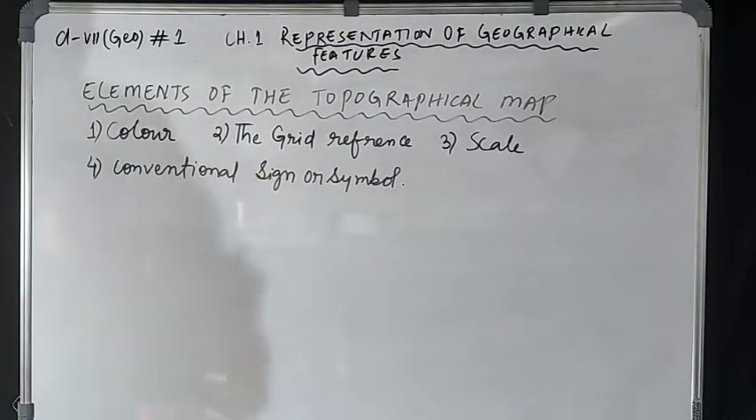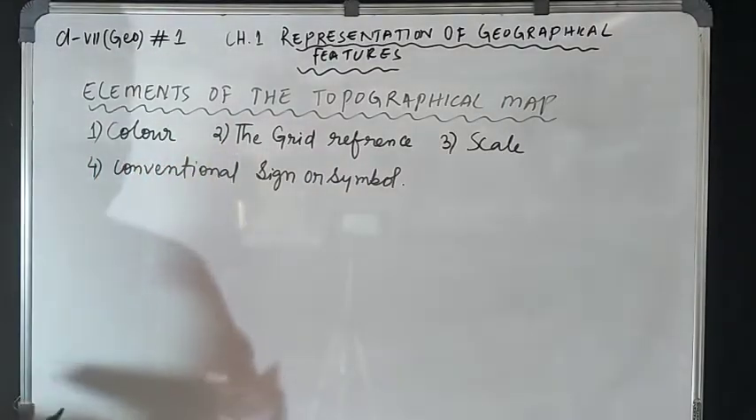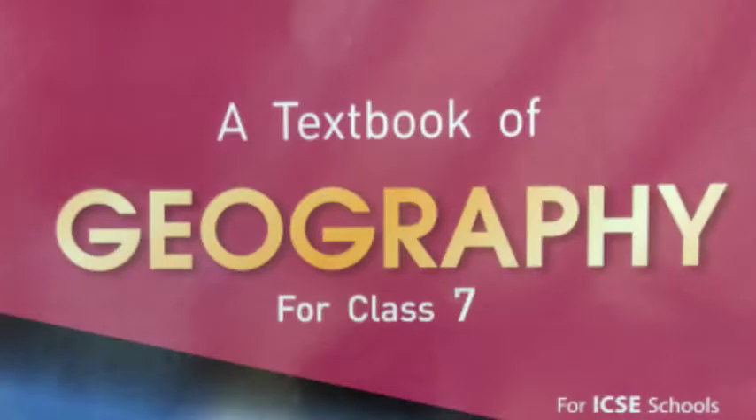Now let us see the elements of the topographical map. In other words, what are the things that you can see on the topographical map? First, number one, we have color. Number two, the grid reference. Number three, we have scale. And number four, we have.